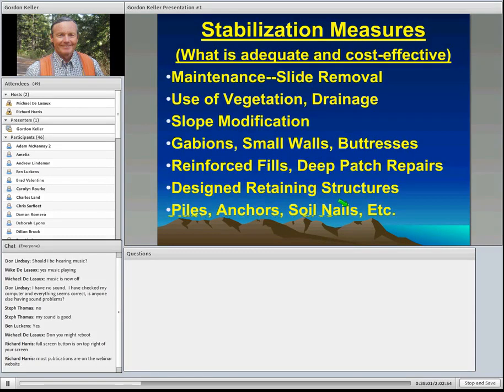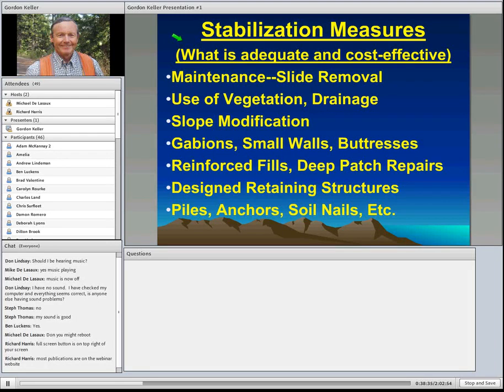Okay, the key thing I think on stabilization measures, and this is a whole science or whole profession unto itself. We geotechnical engineers, we love it because it's some of my favorite types of projects. But you have to decide what's adequate and what's cost effective. So you're looking for the cheapest type of fix that'll stabilize the hillside. And so I kind of have these listed as a way you ought to think about it, and how it affects costs.